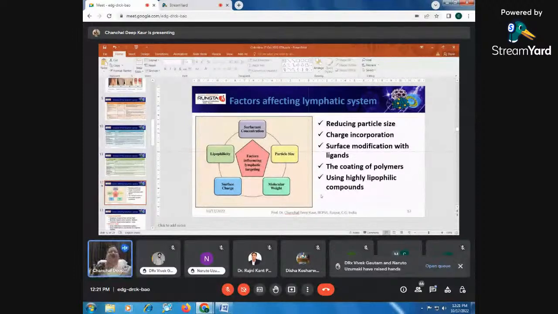Okay. Then you can use the coating of polymers in the delivery system. Then lipophilicity is very important. You can use highly lipophilic compounds for targeting the lymphatic system.